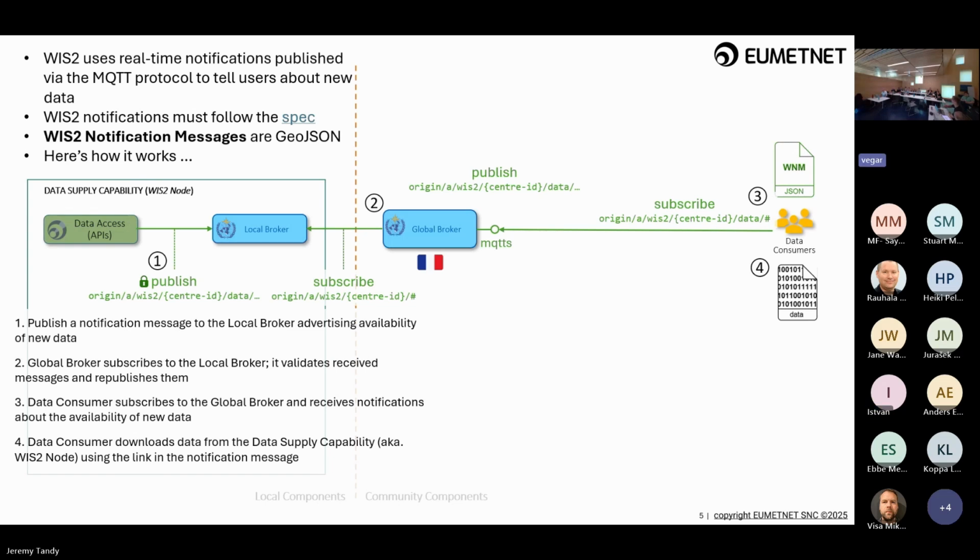You publish your notification and you publish your data on an HTTP endpoint. The global broker grabs your message. The data consumer is subscribing to the global broker, so they get the message, then they look in the message for the download link and download your data. All right?